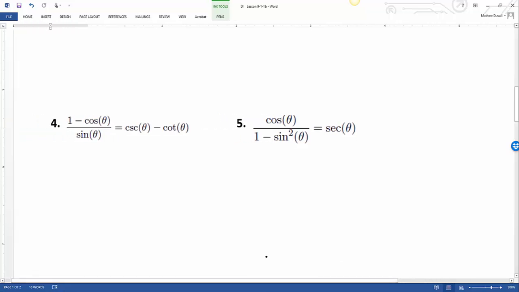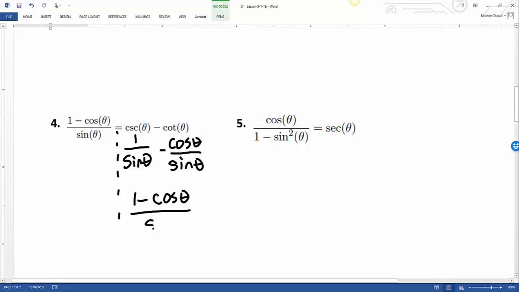Number 4, same idea. We're going to do the right side, change everything to sines and cosines. So you get 1 over sine theta minus cosine theta over sine theta. So then I get 1 minus cosine theta over sine theta.